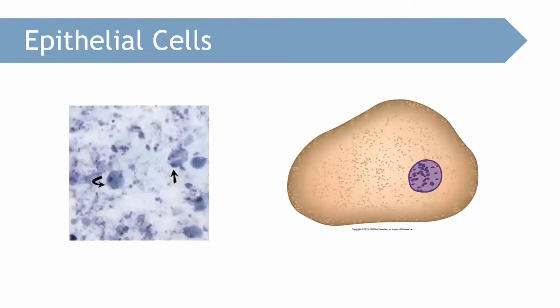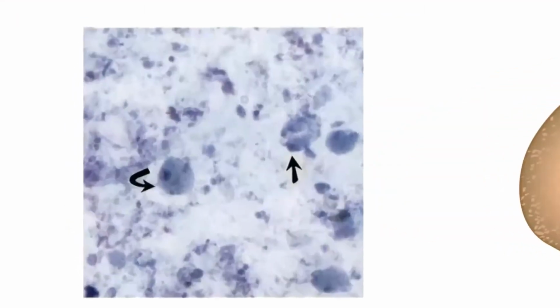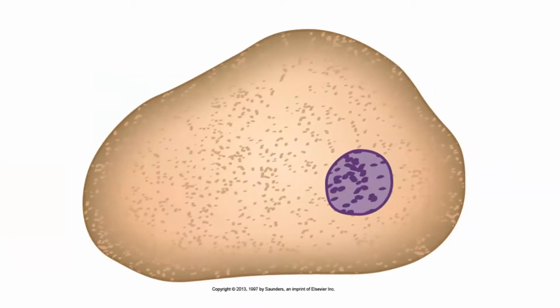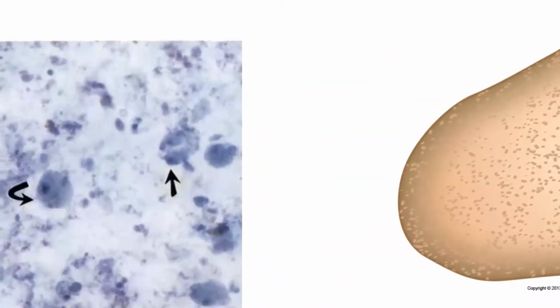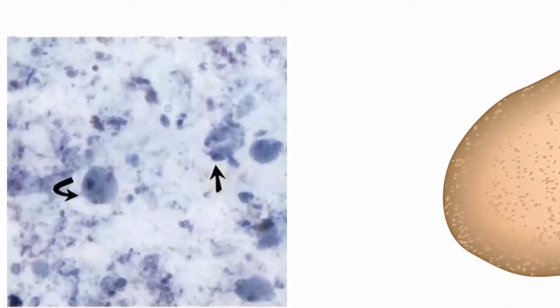This one is epithelial cells. They look like amoebic trophozoites, like that. But that is actually an epithelial cell. Remember, epithelial cells are large, irregular cells. It resembles the trophozoite form. It also has a nucleus. Okay?